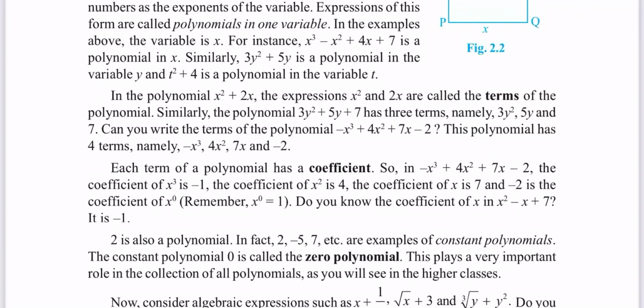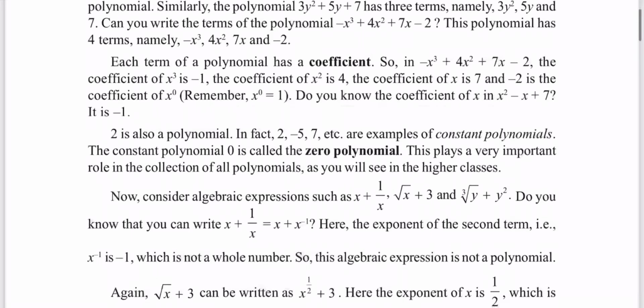Do you know the coefficient of x in x² − x + 7? Yes, the coefficient of x² is 1 and the coefficient of x is −1. 2 is also a polynomial. In fact, 2, −5, 7, etc. are examples of constant polynomials.